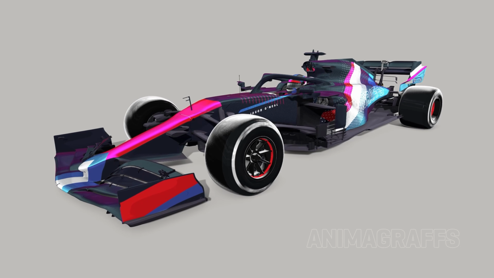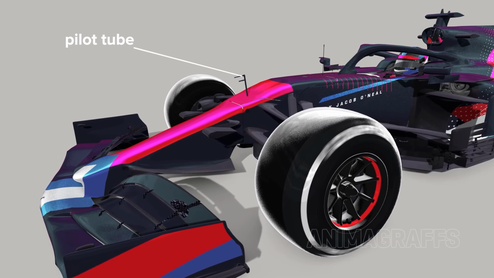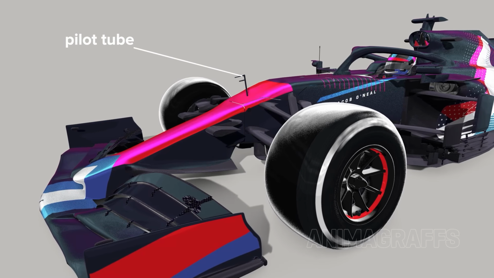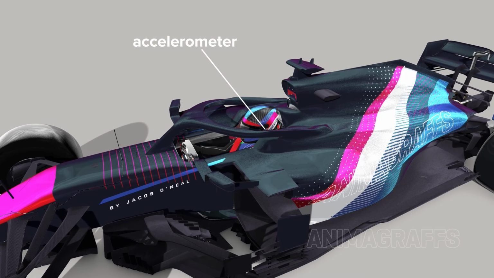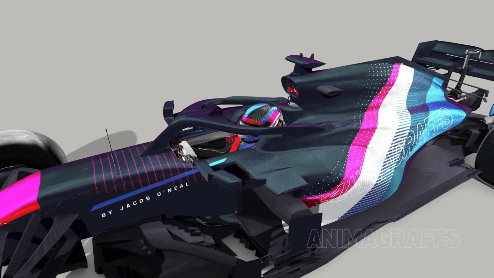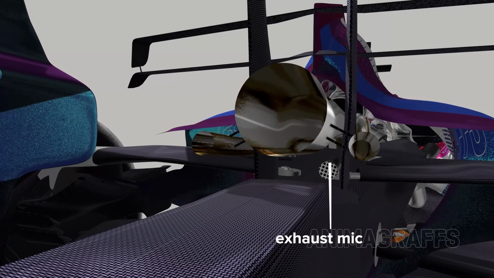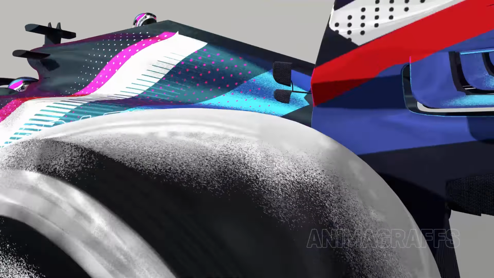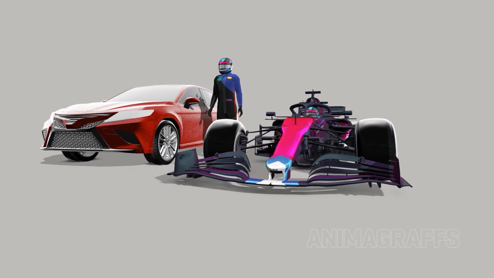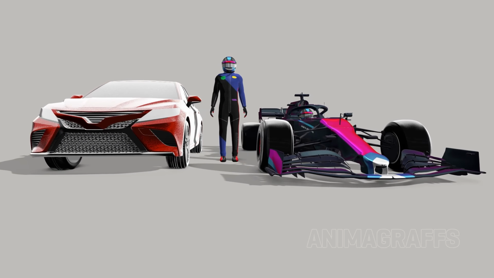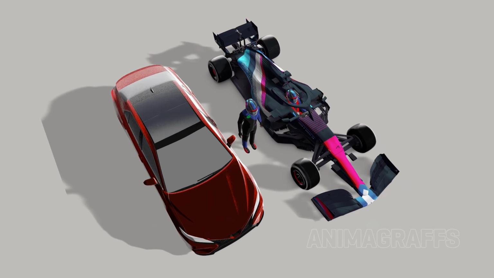Sensors. There are sensors all over these cars. For example, a pitot tube at the front measures airspeed. The driver's custom-molded earplugs have an accelerometer to track head movement. There's a microphone at the rear to pick up exhaust sound. For size comparison, here's our average height driver model standing beside an average-sized car, next to our Formula model.